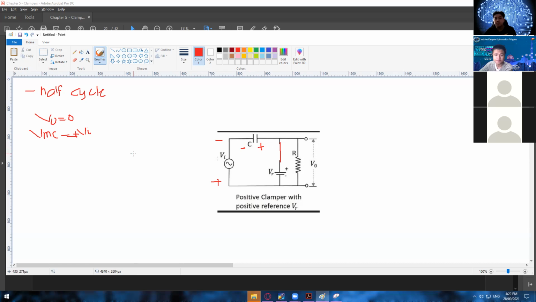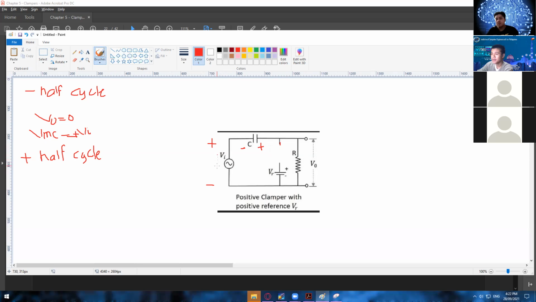And then during the positive half cycle, let me just erase this one. Anyway, I can just delete this one later on. So during the positive half cycle, we now have positive to negative and then negative to positive. So this will make this diode a reverse bias. So you can just leave this one open.